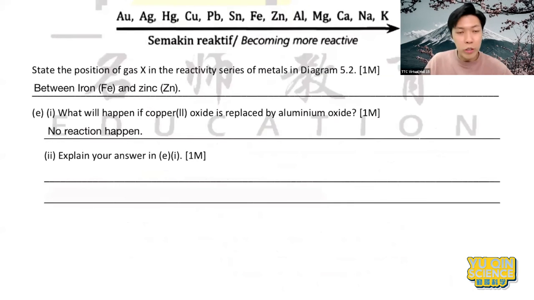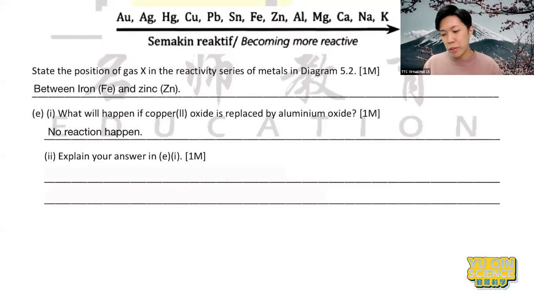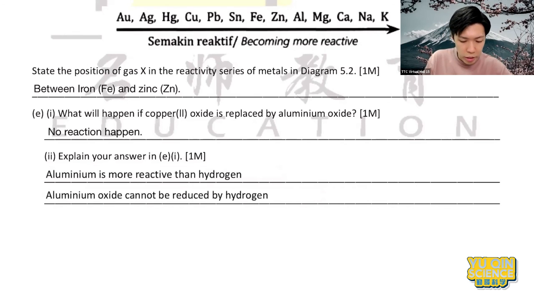And then what happened? No reaction happens. It does not extract that way. Then explain your answer. It's a very standard answer. You always explain why it cannot: because aluminium is higher in reactivity than hydrogen, so it cannot be reduced by hydrogen. I reckon it's a 2 marks question. Aluminium more reactive, 1 mark. Cannot be reduced by hydrogen, or hydrogen is unable to reduce aluminium from its oxide. There are many ways to write it.